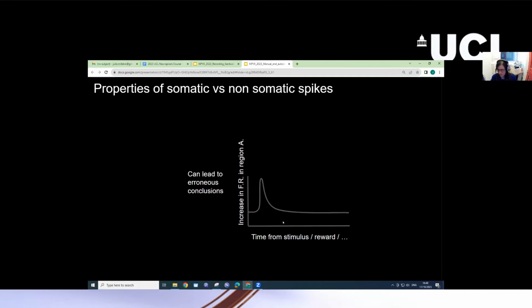Non-somatic spikes also need to be distinguished from somatic ones. Again, you could otherwise mistakenly conclude, for instance, that there is an increase of firing rate in your region of interest A, when in fact there's just an increase of firing rate in the axonal spikes of axons from region B passing through region A.